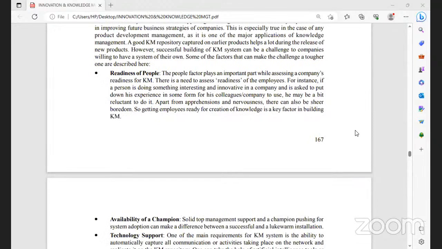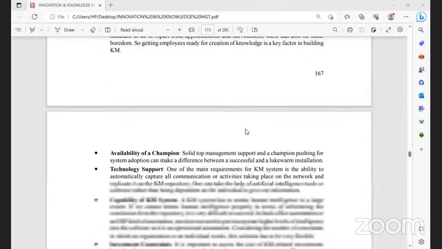Readiness of people. The people factor plays an important part while assessing a company's readiness for knowledge management. There is a need to assess the readiness of the employees. For instance, if a person is doing something interesting and innovative in a company and is asked to put down his experience in some form for his colleagues to use, he may be a bit reluctant to do it. Apart from apprehensions and nervousness, there can also be sheer boredom. So getting employees ready for creation of knowledge is a key factor in building knowledge management. Means making the people ready to gain that knowledge is very important, which is a primary step.